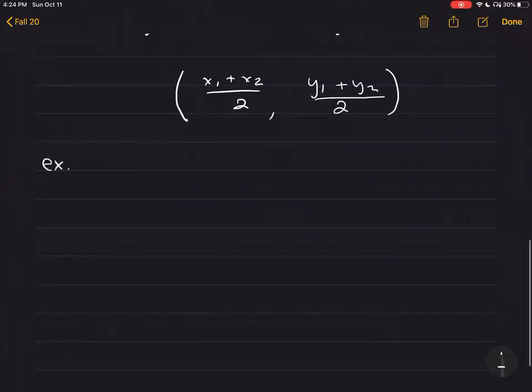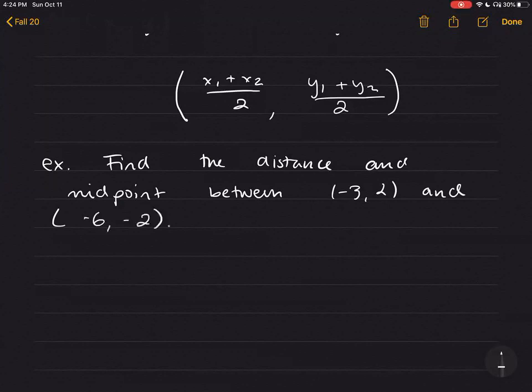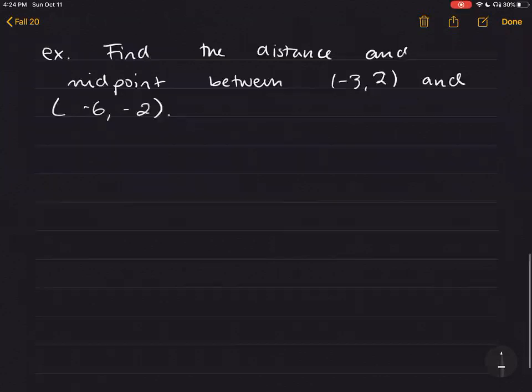Let's do an example. Let's find the distance and midpoint between, let's do -3, 2, and how about -6, -2? There's some negative numbers in there, so you know how to use those. All right, so let's do distance first.